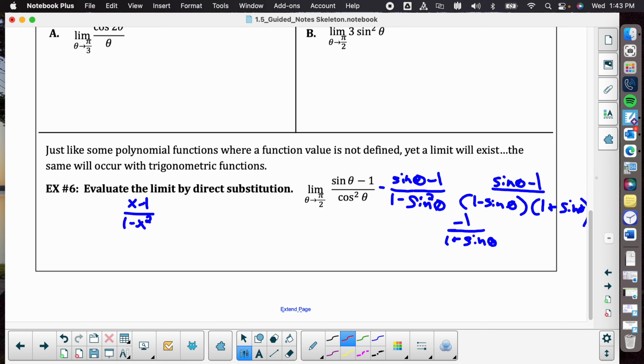So it works for us because we were able to cancel something out, and the item that we canceled gave an answer of 0 on the bottom. So now that we have it simplified, we can plug pi halves back in. Yep, because sine of pi halves is 1, so it'd be negative 1 over 1 plus 1.